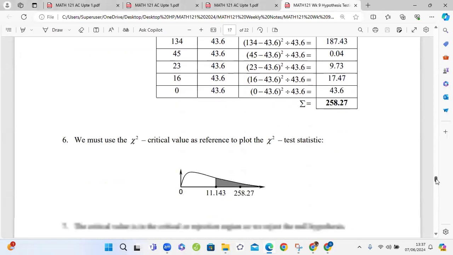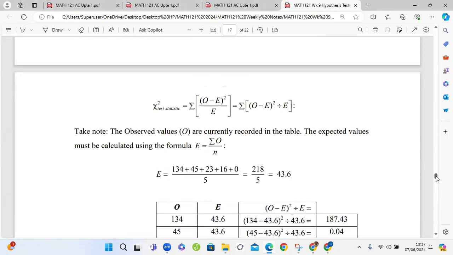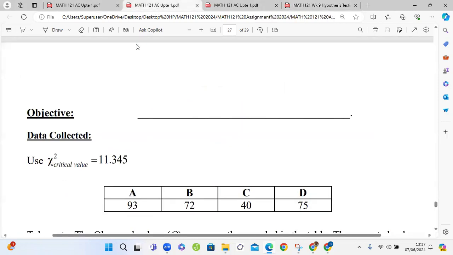Now here I went to weekly notes number 9, page 17. That's a chi-square test for randomness. Here is the formula: sigma of O minus E all squared over E. The observed values will be the values in the table. These are the observed values. That is what the researcher observed. 93 students went to A, 70 to B, etc.